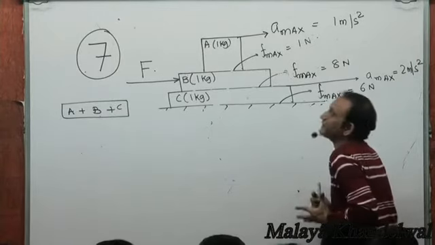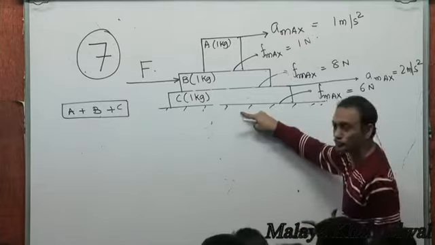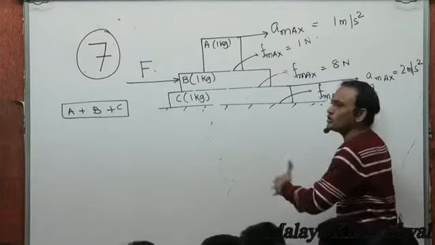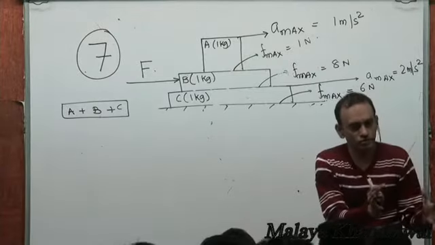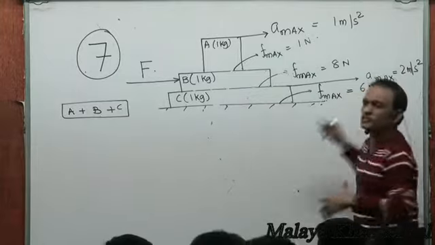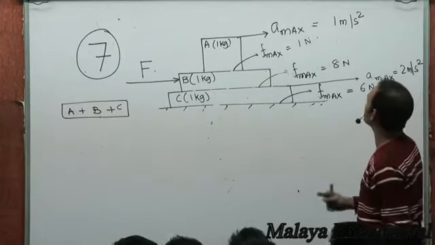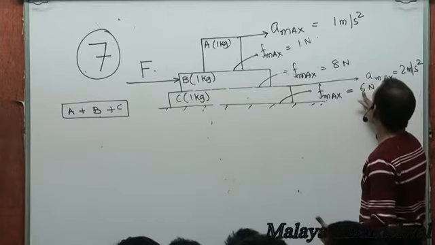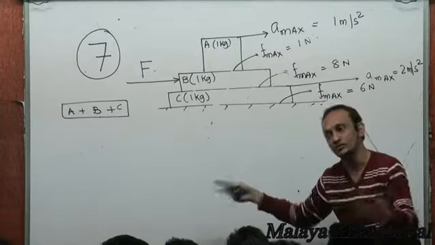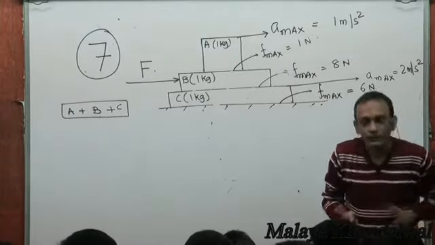Now, the only thing then together that they have to combat as one single unit is frictional force between C and the ground. So, F in excess of 6 newtons will cause the three to move together. If capital F is, say, 6.0001, then the common acceleration of the 3 is going to be (6.0001 minus 6) divided by 3. It will have a small value, right?